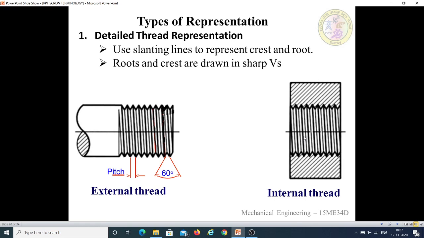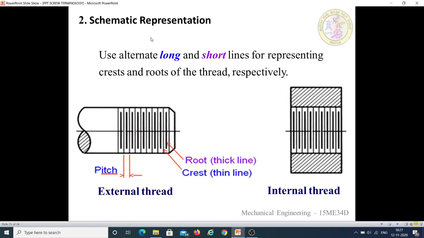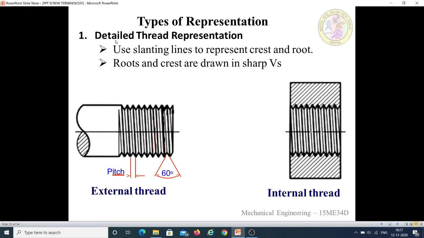The first one is detailed thread representation. It uses slanting lines to represent the crest and root. So this is the external thread representation. This is the internal thread representation.